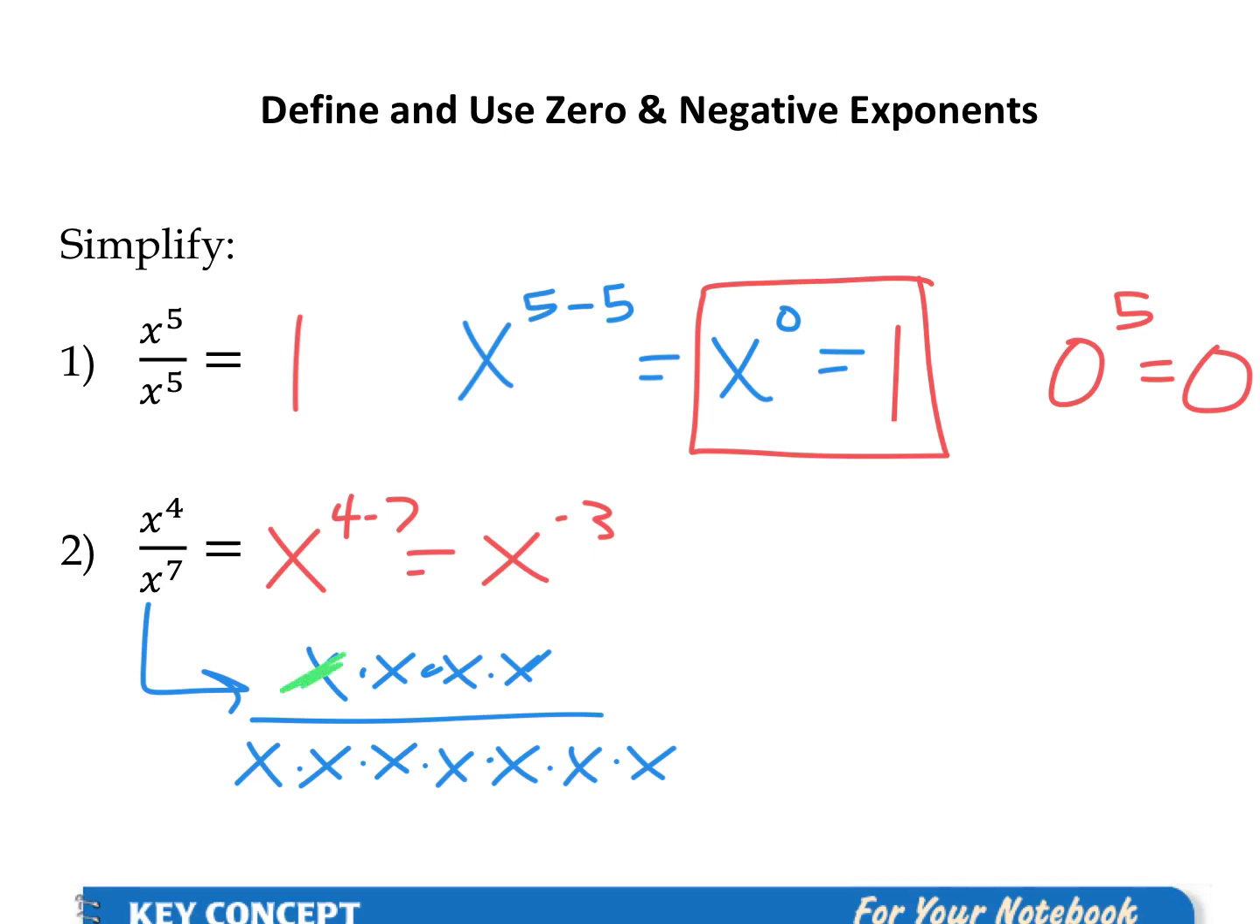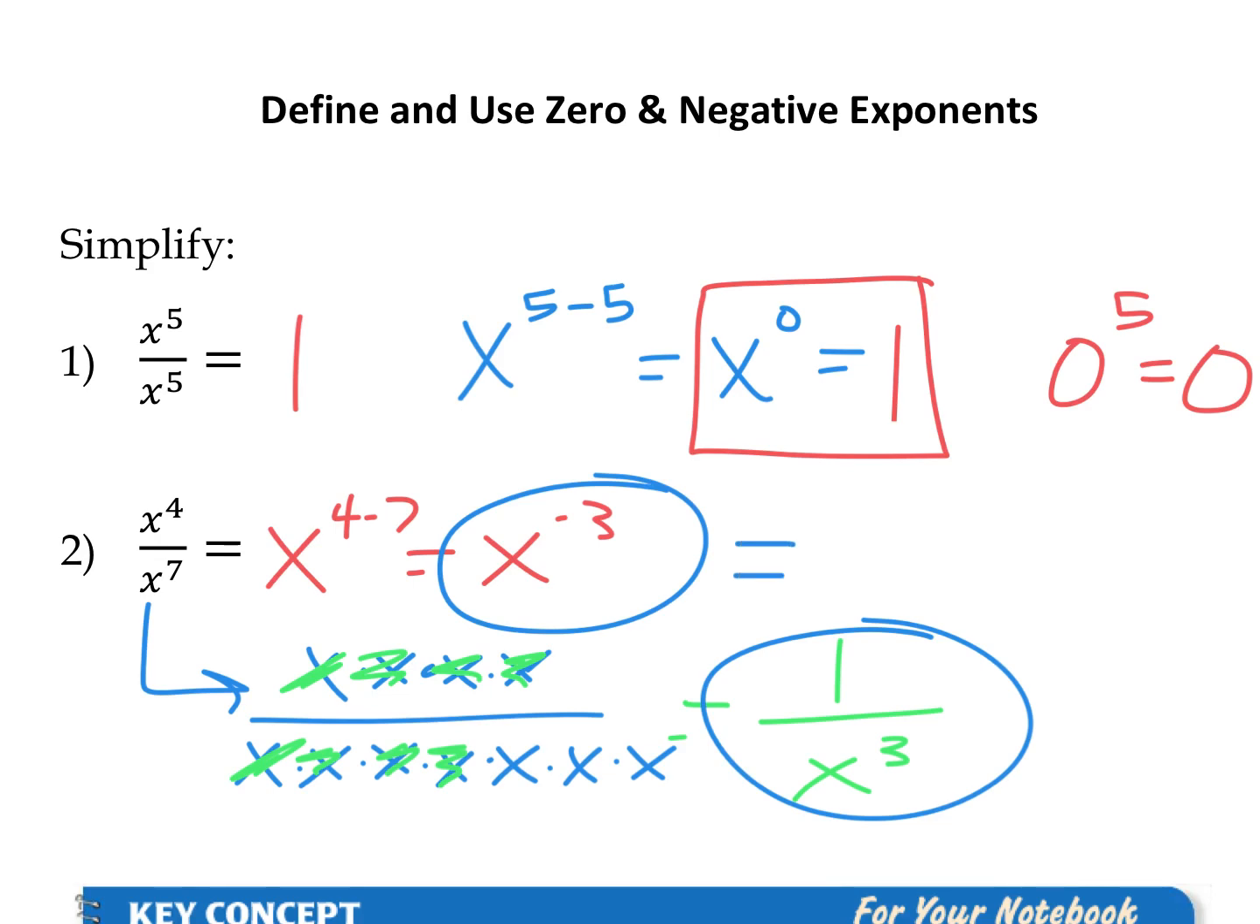If I cancel out common factors, x and x, I can keep going through. I'm going to cancel out all 4 x's in the numerator and 4 of the x's in the denominator, and I could see I'd have x to the third in my denominator. So these are equal to each other. X to the negative third is equal to 1 over x to the third.